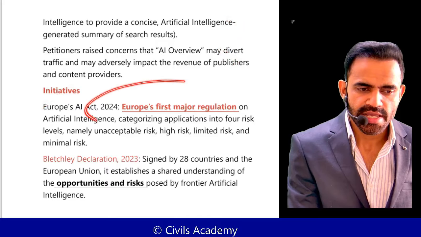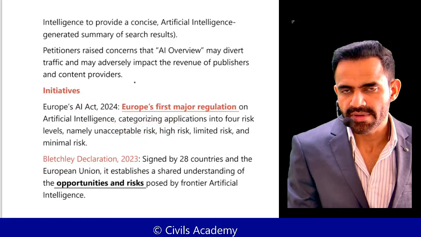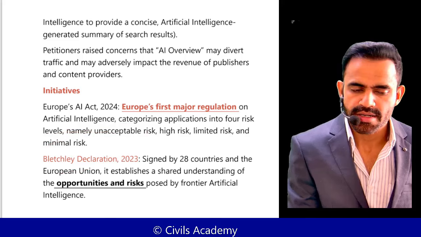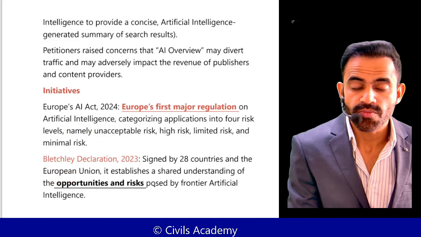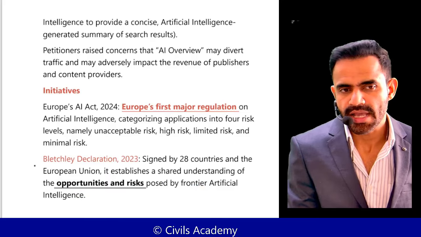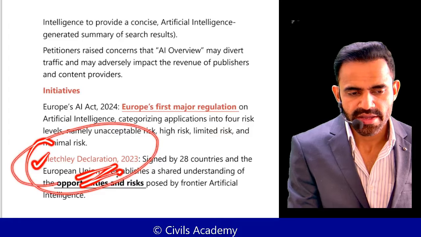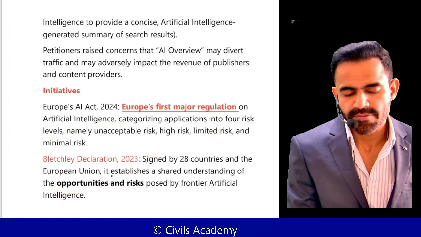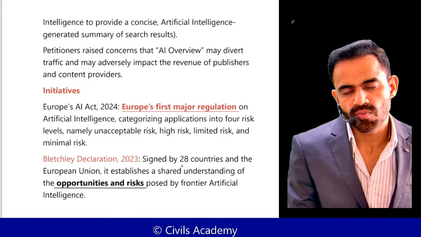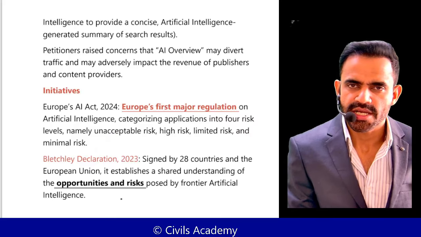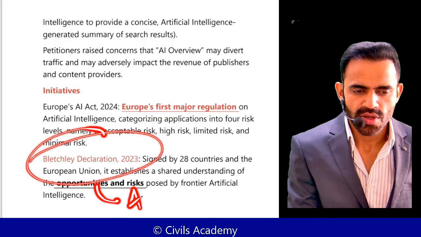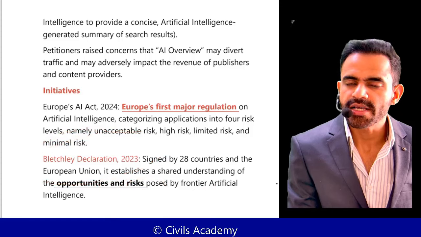As far as AI is concerned, Europe was the first to regulate AI through the Europe AI Act of 2024. And there was a Bletchley declaration which was signed by the countries of European Union to talk about the opportunities and risk by the frontier AI. Now understand, just remember this Bletchley. Now two types of statements can be framed from it. One is who signed it, and it is related to which sector. It could be related to climate change, environment, or maybe clean energy or something like that. Right? So just remember this is related to frontier AI. Frontier basically means advanced AI technology.